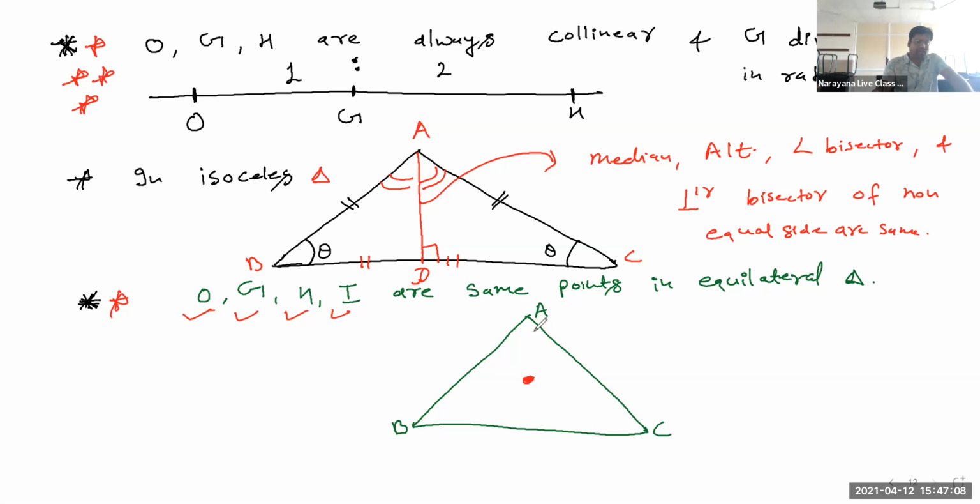The same thing happens in an equilateral triangle also. In an equilateral triangle, if you draw a median, then this median will bisect BC. This is by definition. This median will also be perpendicular to BC. Hence, it is also an altitude. This median is also perpendicular bisector of BC. This median is also angle bisector of angle A.